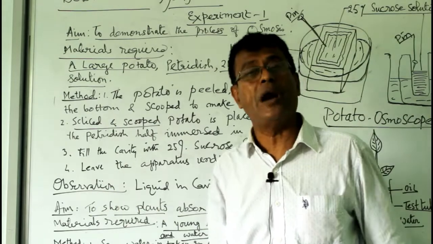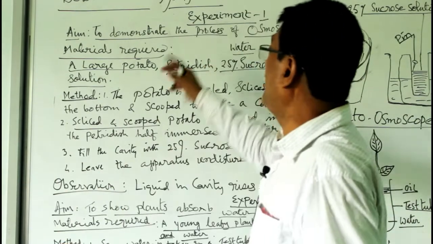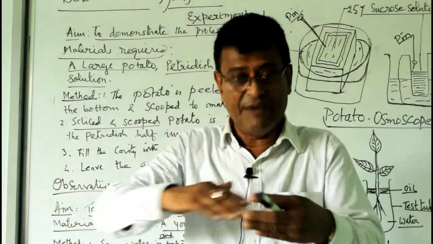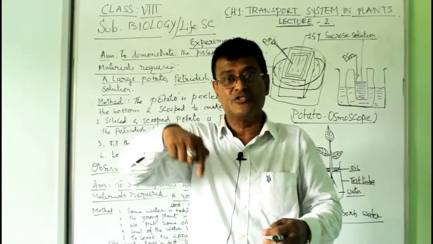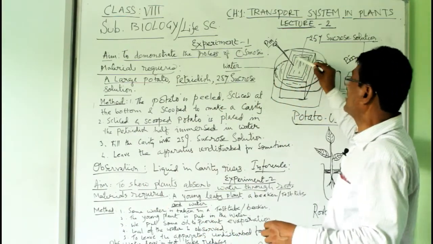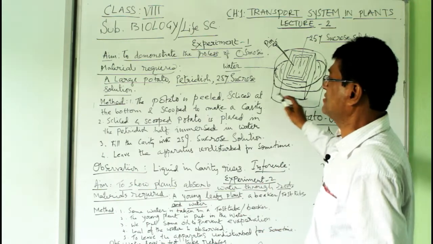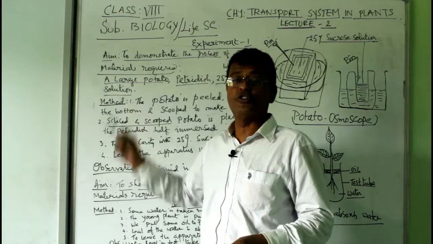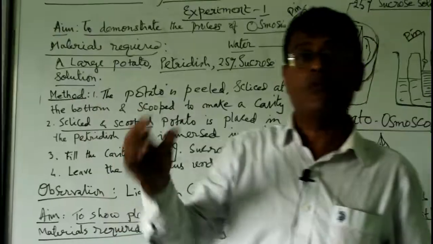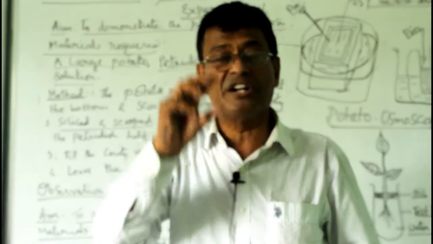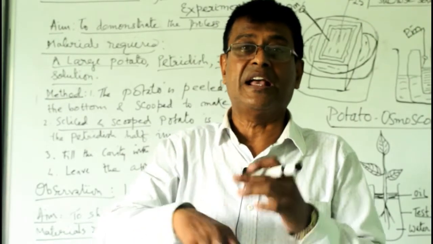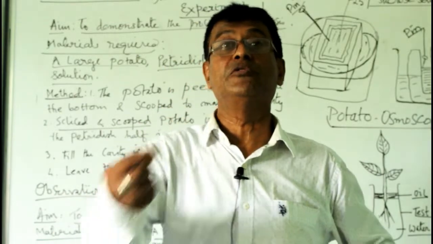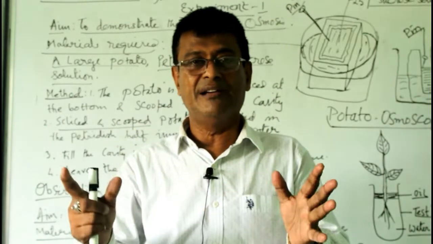So children, you may quite do it at your home also. Instead of all those things, potato is very much available at your home, the big potato. You just cut it into a square shape and then scoop a square cavity inside. A large potato, a petri dish, and 25% sucrose solution are required. Sucrose is common sugar. You can take 100 grams of sugar and make a 100% solution, then add water 4 times and take one part of that, which will give a 25% solution. Okay, that you can take and keep.